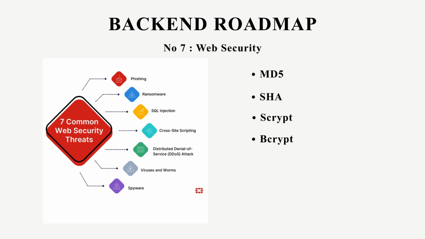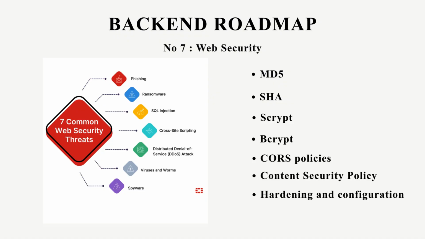Secure communication also requires HTTPS, which encrypts data between the client and the server. HTTPS relies on SSL or TLS certificates. Backend developers should also be aware of common vulnerabilities described by the OWASP Top 10 risks. Other important security concepts include CORS policies, content security policies, and server hardening and configuration. Good security practice protects both users and organizations.